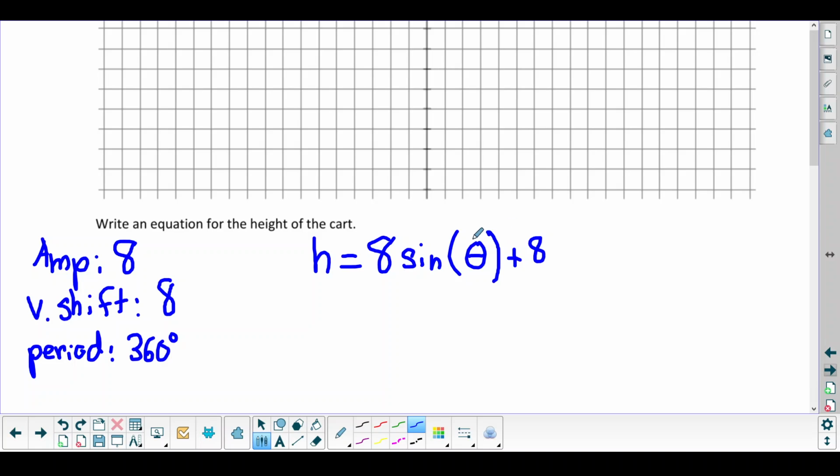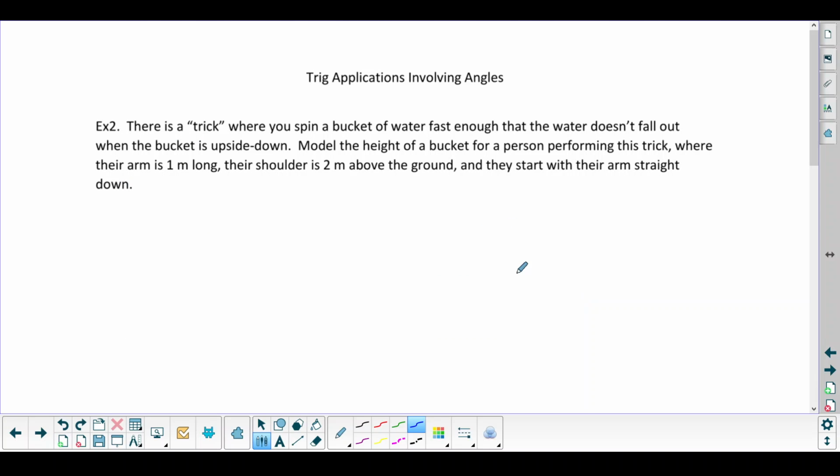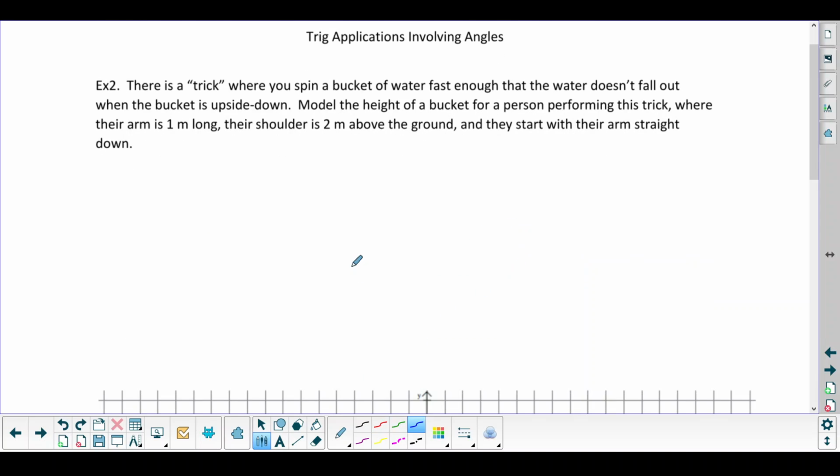Okay, let's try another one. There's a trick where you spin a bucket of water fast enough that the water doesn't fall out when the bucket is upside down. So you fill a bucket with water and you hold it in your hand and you spin your arm around in a circle really fast. And if you go fast enough, then the water doesn't fall out and get all over the ground. But if you go slow, then the water falls out of the bucket and gets all over the place.